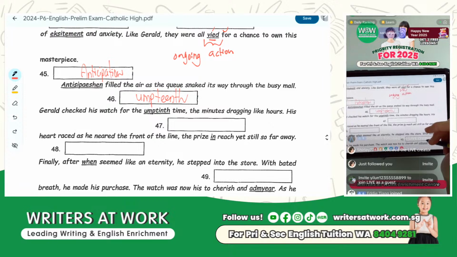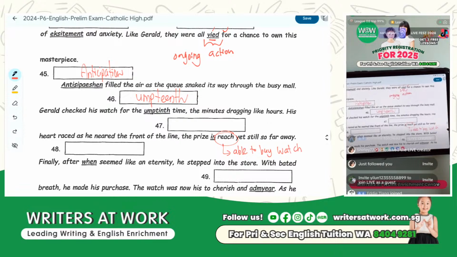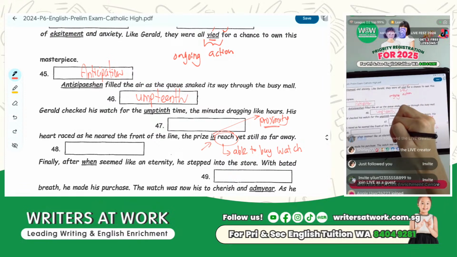His heart raced as he neared the front line. The price dash reach yet still so far away. So you can see the reach here means that he's able to take something. So able to buy the watch. Okay, so we are looking at that proximity. So that means Jared is very near to the counter or near to the location where the watch is located. We are looking at proximity. But in here shows a location or a position. So instead of using in, the correct preposition to use is within. That means he's very near. He can like stretch his arm out and take the watch already, right?